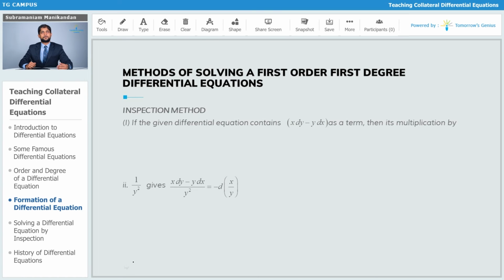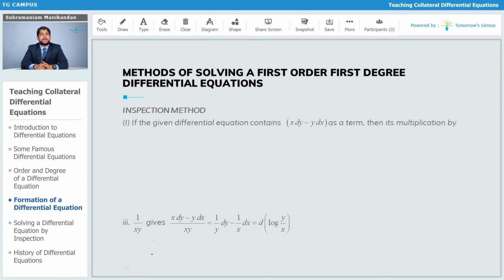By the same method, if we have an expression containing x dy minus y dx upon y square, it is equal to minus of d of x upon y. You can again verify this by differentiating with respect to x the expression minus x upon y. You will get x dy minus y dx upon y square. Similarly, if we have expression x dy minus y dx, if it's multiplied by 1 upon xy, you can write it as d of log of y upon x. Again, differentiating log of y upon x with respect to x, you get x dy minus y dx upon xy upon eliminating dx.